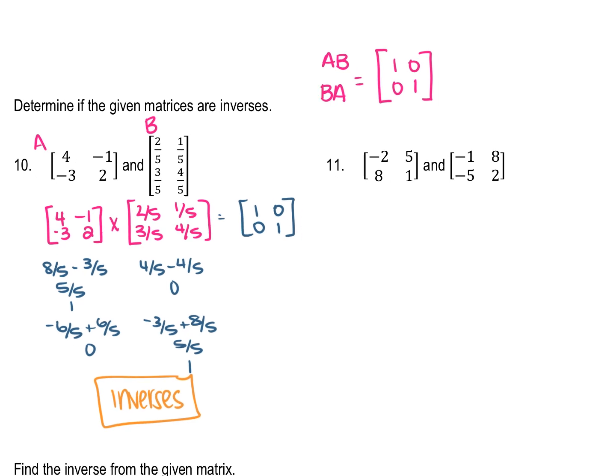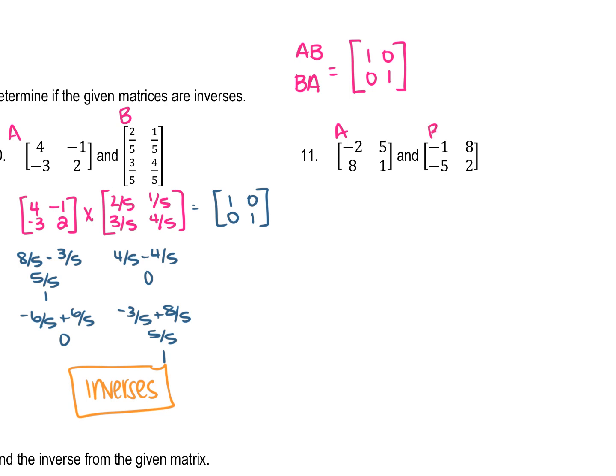However, with number 11, if we use the first as A, second as B, you're going to go negative 2, 5, 8, 1 times negative 1, negative 5, 8, 2. The negative 2 times negative 1 is 2. 5 times negative 5 is negative 25. Does this give you 1? Nope. Negative 23, not 32. That does not give you 1. So do you need to keep going with these? No, you don't. They're not inverses.